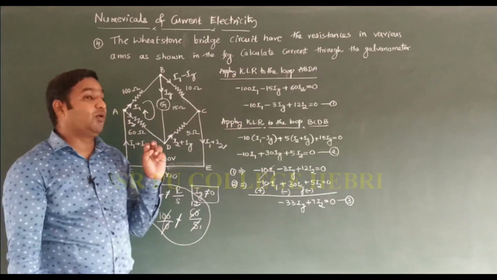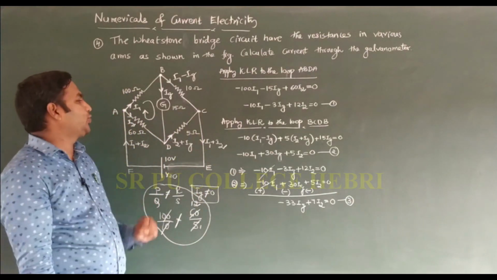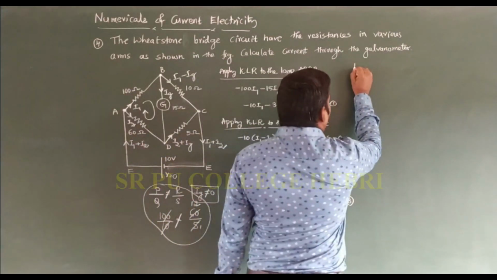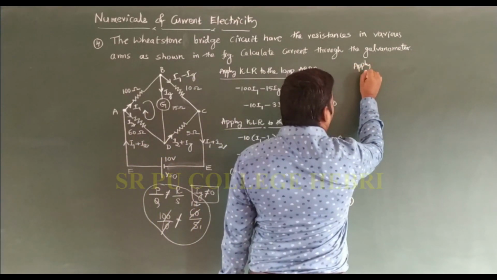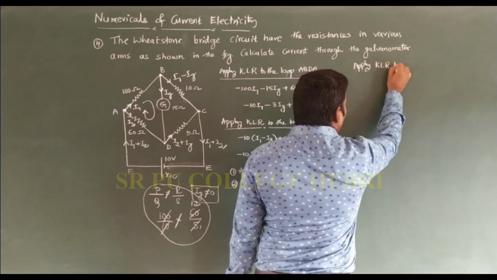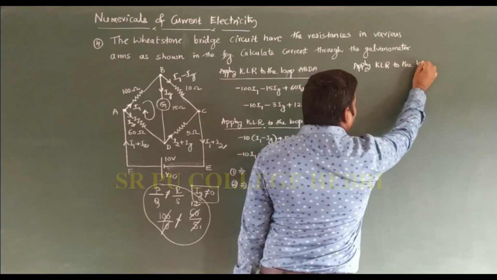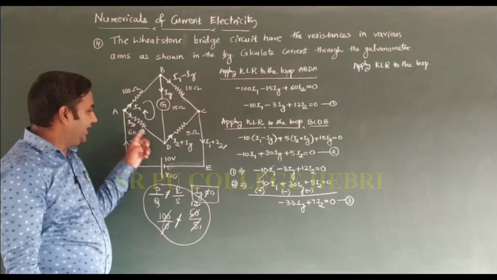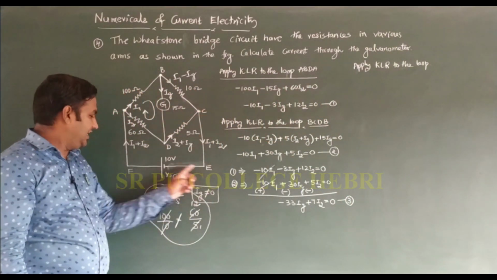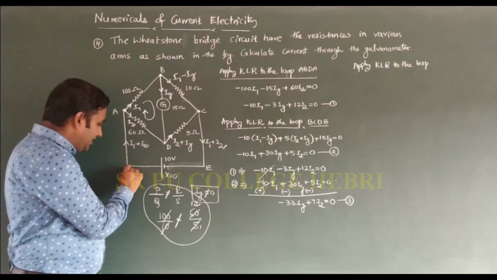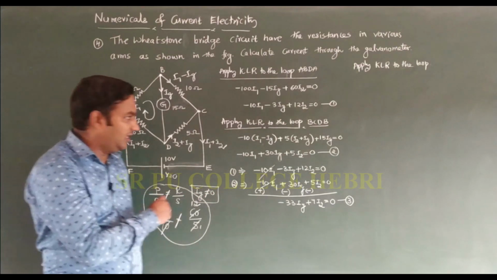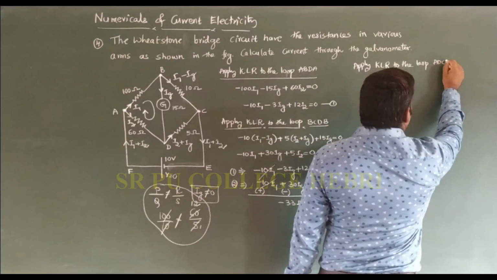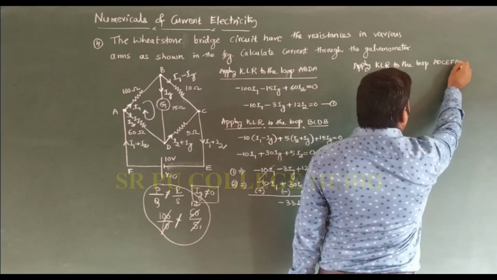Then you have to think about one more loop. For that loop also you have to apply Kirchhoff's loop rule. Next step, apply Kirchhoff's loop rule to the loop ADCEFA. It becomes A to D, D to C, C to E, E to F, F to A.